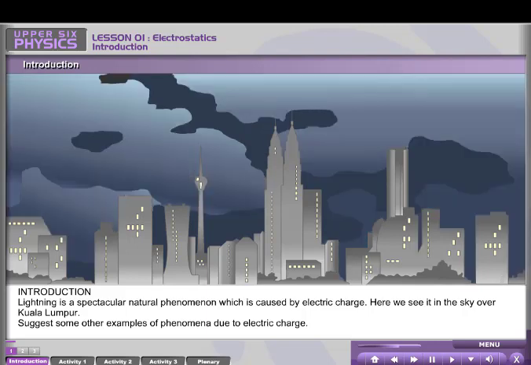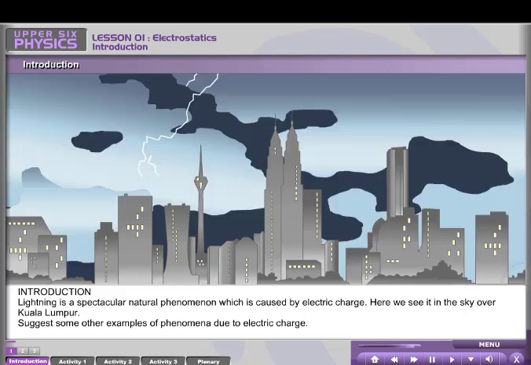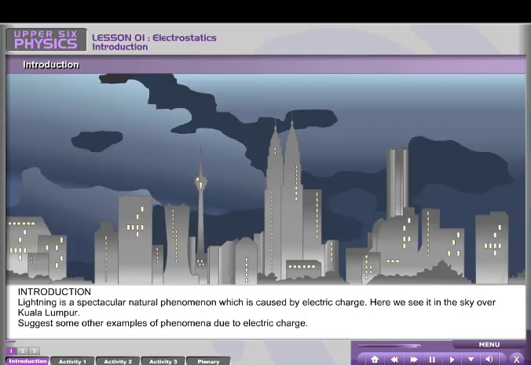Introduction. Lightning is a spectacular natural phenomenon which is caused by electric charge. Here we see it in the sky over Kuala Lumpur. Suggest some other examples of phenomena due to electric charge.